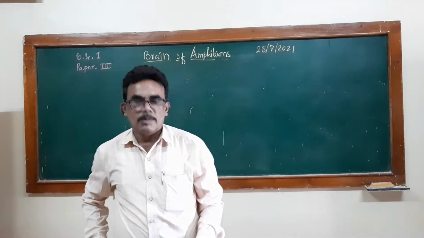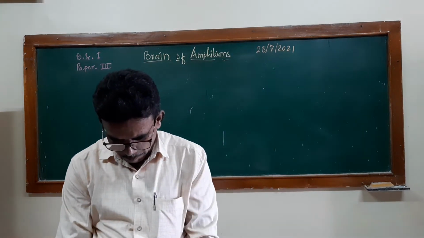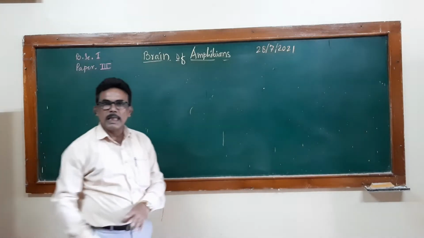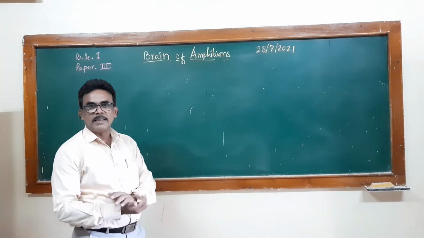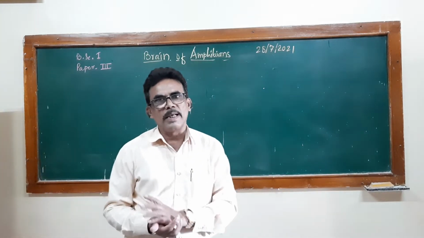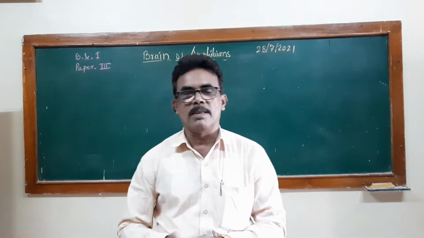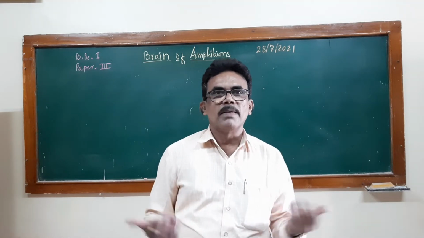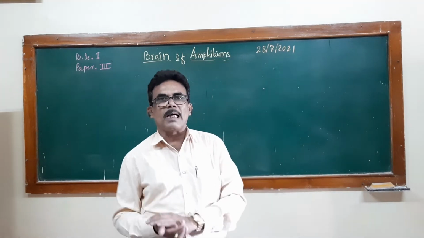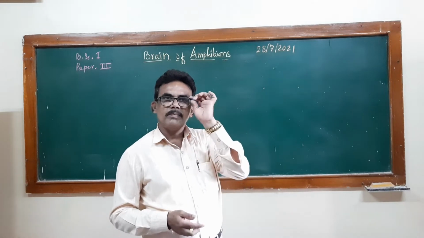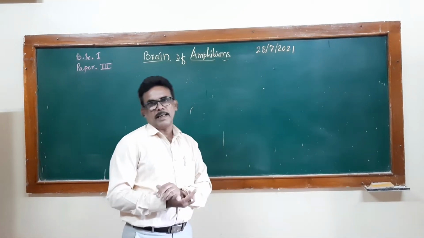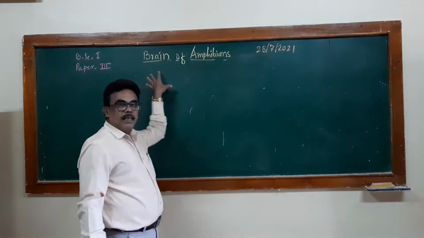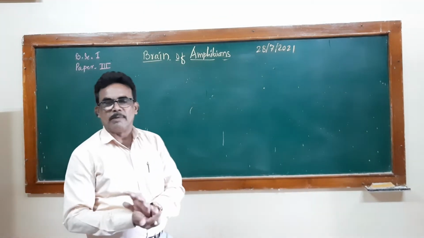Welcome to the first part, the next point: the nervous system in vertebrates. You are going to study the comparative anatomy of the nervous system, and the nervous system can be divided into three major parts: central nervous system, peripheral nervous system, and autonomous nervous system. The brain you are studying is part of the central nervous system.